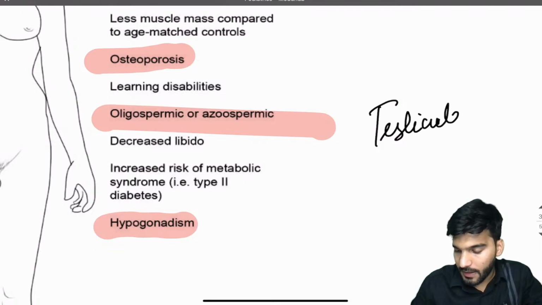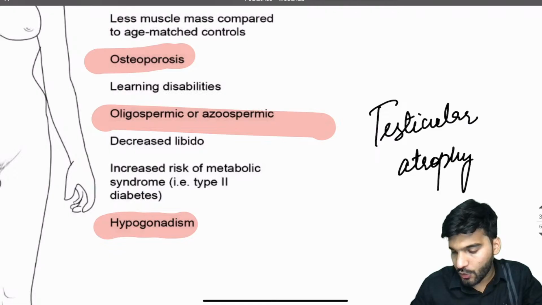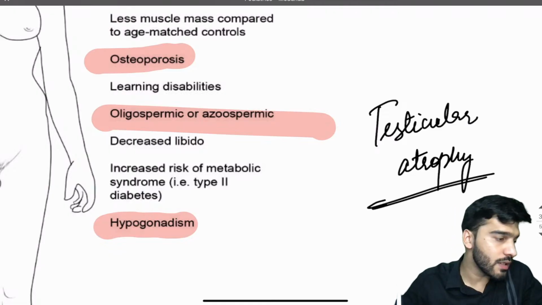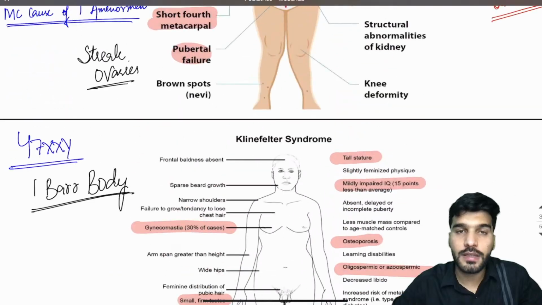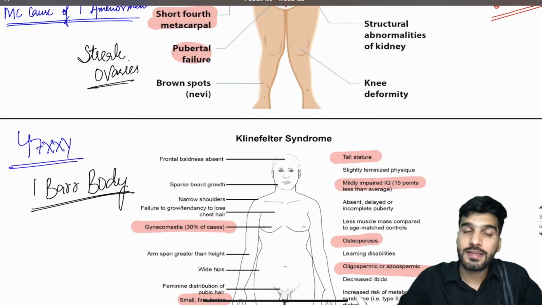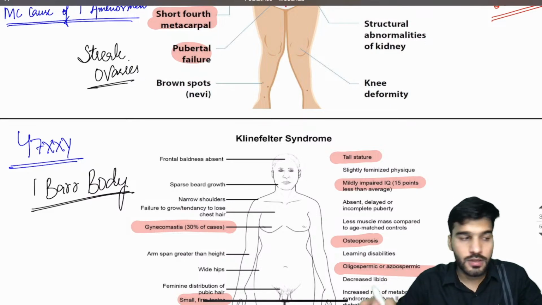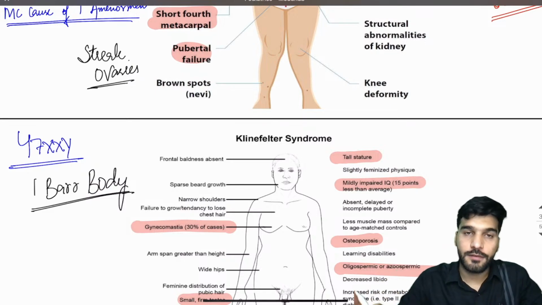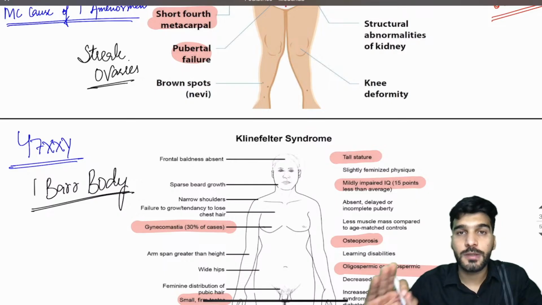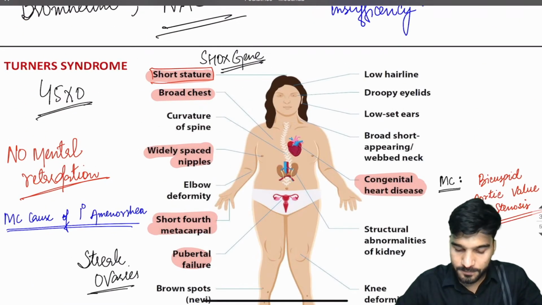It is due to the testicular atrophy. So Klinefelter syndrome has features like gynecomastia, azoospermia, and tall stature. If they ask short stature, webbed neck, widely spaced nipples, go with Turner's syndrome.